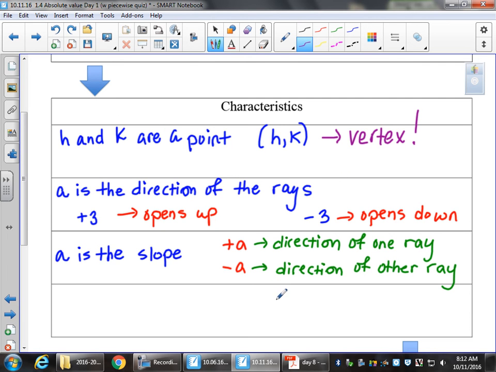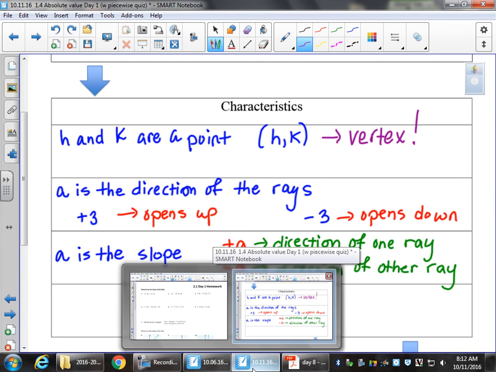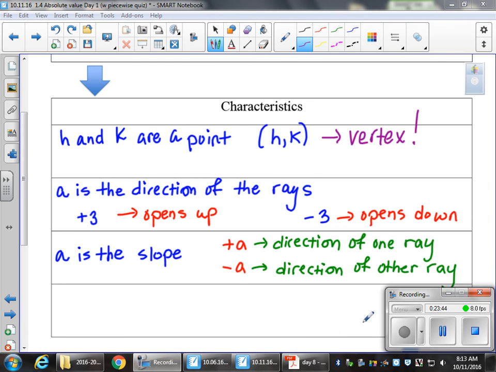So wait, how does positive and negative A direction one direction? Start from the vertex and count slope in one direction, and then count slope in the other, and see how they're connected. Yes, you can do it on a separate piece of paper. Great job, folks.